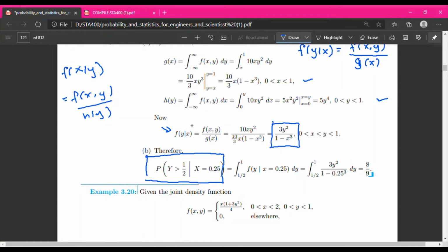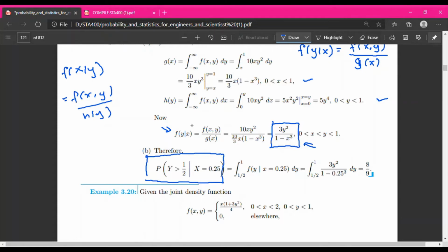So you kena integrate, nak cari probability untuk continuous kan, kena integrate. Kena integrate which function? Kena integrate lah function ni lah. Sebab kita nak cari probability of y given x ni. So kena integrate function, conditional function of y given x. Okay, from where to where?